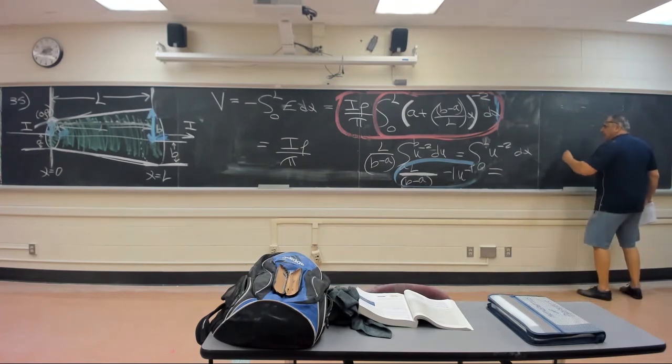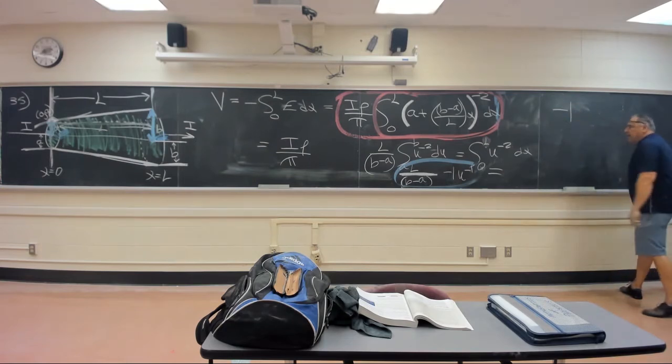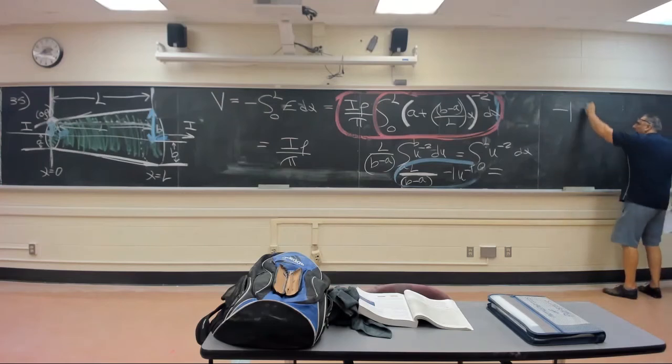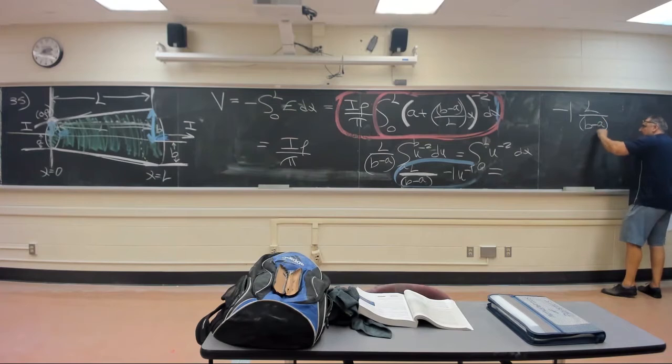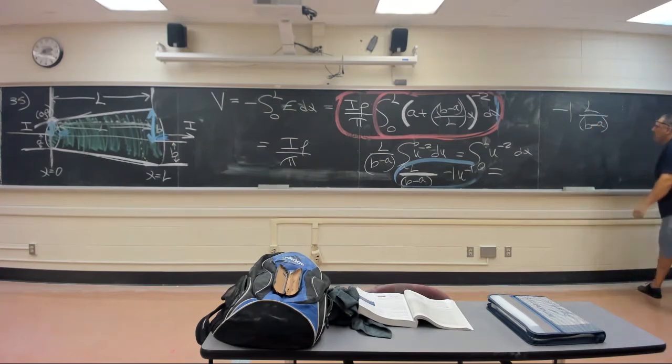that's the same as negative 1, L over b minus a, u to the negative 1. Well, wait a minute. I erased it, but you guys saw the speech. Nevertheless, that's a plus b minus a over L.